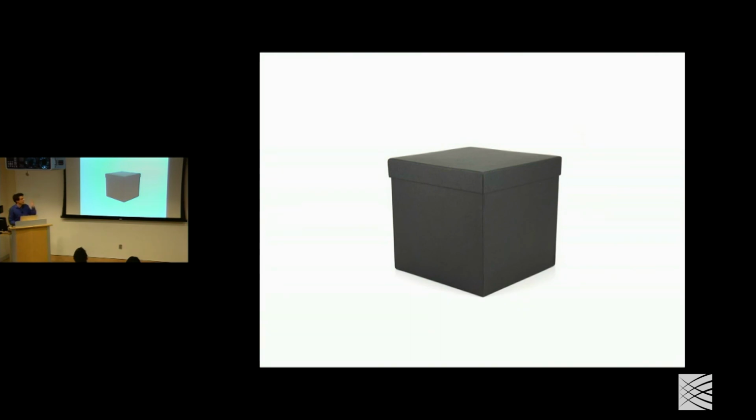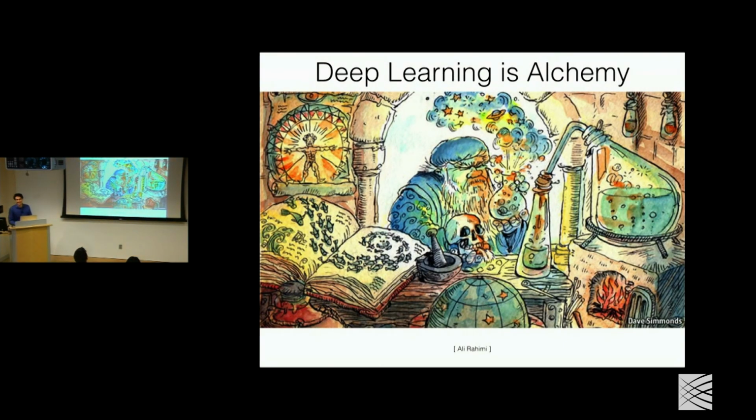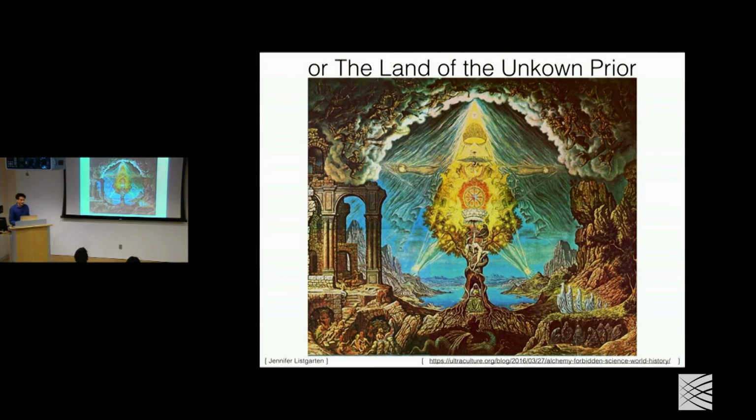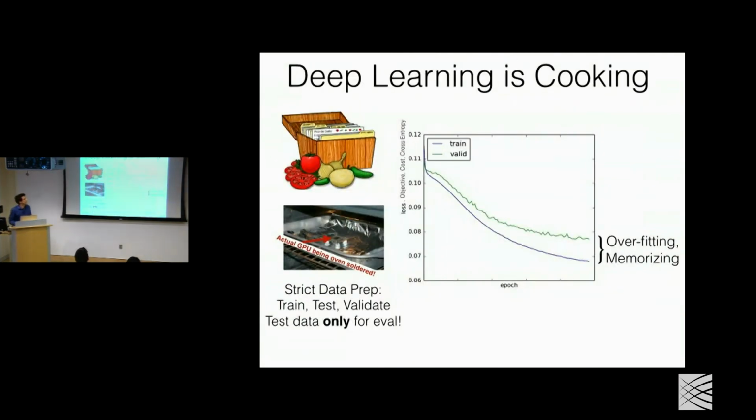Okay, there are often complaints that deep learning is a black box or that it's alchemy and that we're just throwing things at the wall and seeing what sticks. I like considering it the land of the unknown prior better. That is, these tricks we have of dropout and batch normalization impose a prior on our data. It's just not entirely clear what that prior is.